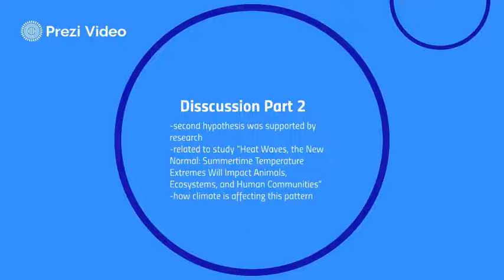And then our second hypothesis was supported by our research. We found that the steady heat waves, the new normal, summertime temperature extremes will impact animals, ecosystems, and human communities. It does show that animals tend to be near water in the summertime versus during the wintertime. And it also goes into this bigger idea of how climate change is affecting how animals migrate. So that will have larger implications in the future.